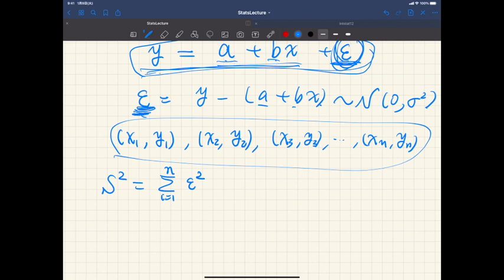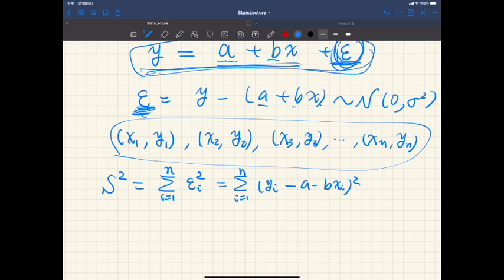Okay, so error is defined in this way. So that is y_i minus a minus b x_i, squared.